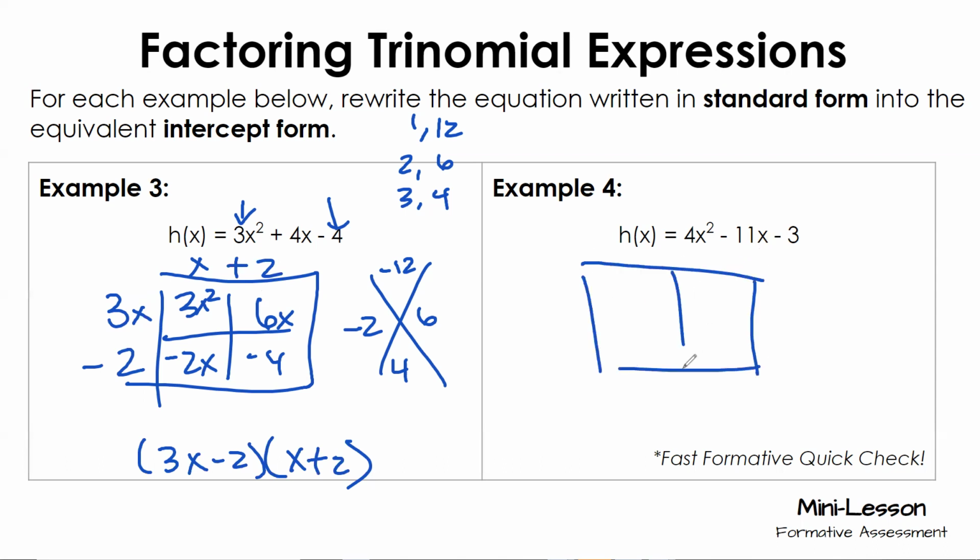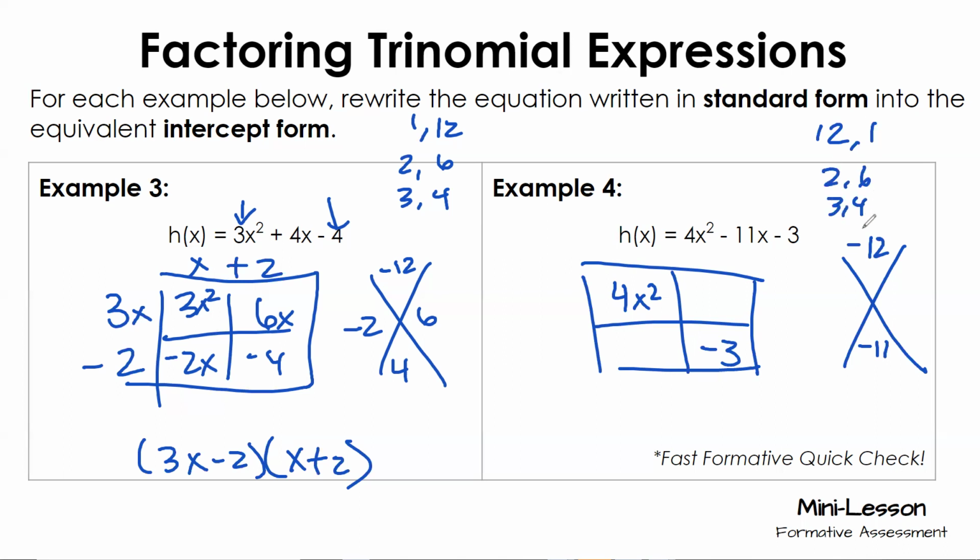On the next one, same concept. First in the first box, last in the last box. A times C is negative 12. B is negative 11. What two numbers can I multiply together to get me negative 12, but add together to get me negative 11? So again, factors of 12 are 12 and 1, 2 and 6, 3 and 4. 12 and 1. And which one's going to be negative? Negative 12, right?